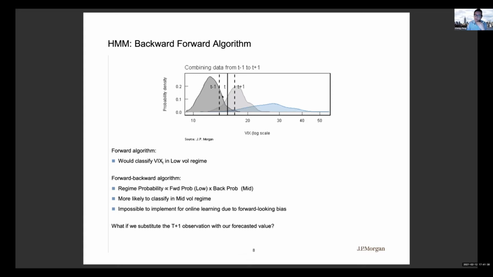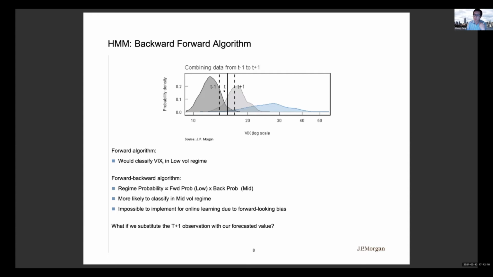Now, recall that I mentioned that the VIX regime threshold between low and medium is around 15. So if we have only in-sample data, only data up to time t, then the HMM will carry out a forward algorithm. What it's going to say is, okay, VIX at time t is at the cusp between low and medium regimes. So maybe I'll assign it a probability of 50% to each regime. But at t-1, the regime was low. So it is more likely for the new value to stay in the same regime as the previous value than to transition to the next regime.